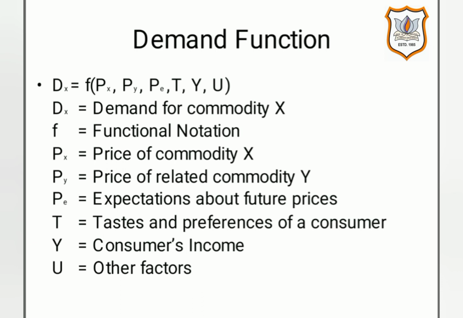Capital T stands for tastes and preferences of a consumer. Capital Y stands for the income of a consumer, and capital U stands for other factors, just like we have seen, size and demographic profile of population and maybe some other such factors.